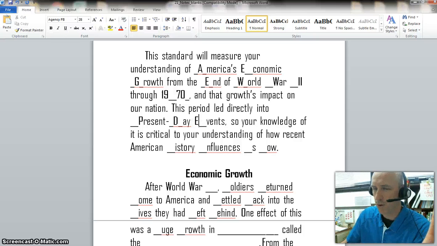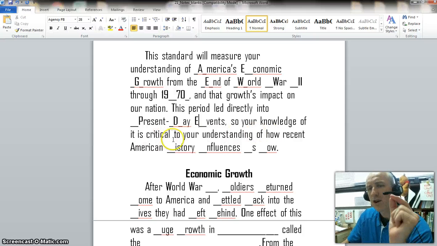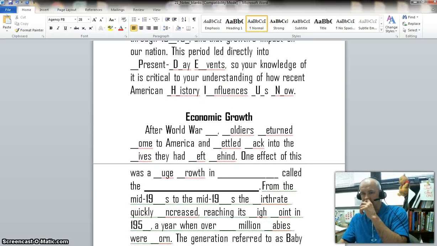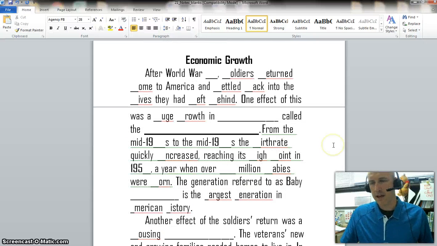This stuff's all important. This will be applied to your lives. So your knowledge of it is critical to understanding how recent American history influences us now. All right, very good. Let's get into the big stuff. Our first one is economic growth.